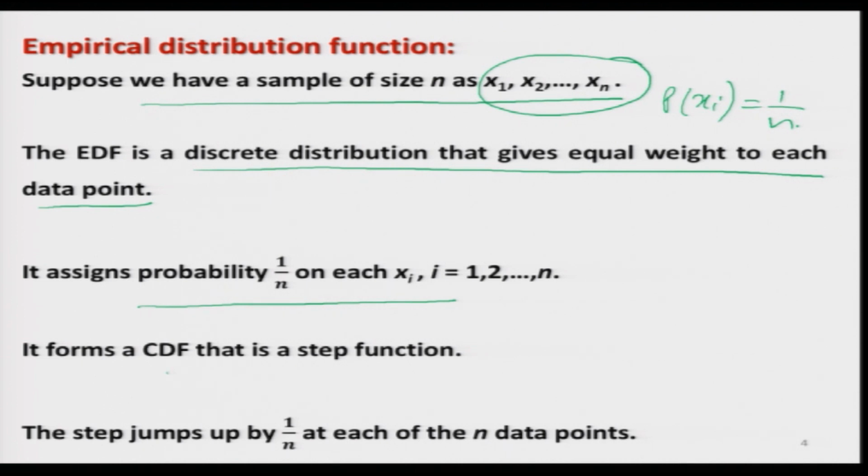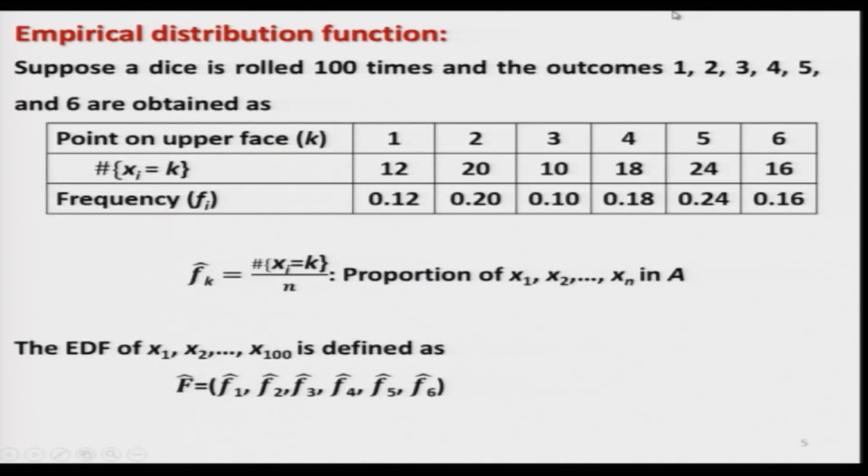Then the CDF is going to be a step function. Step function means it will be something like this, here, here, here, and like this. And these jumps are going to be of size 1/n. Right. So, now based on this, we have to construct our empirical distribution function. So, let me try to take a simple example to explain how it is done. Once you understand the example, you will see that it is very simple.